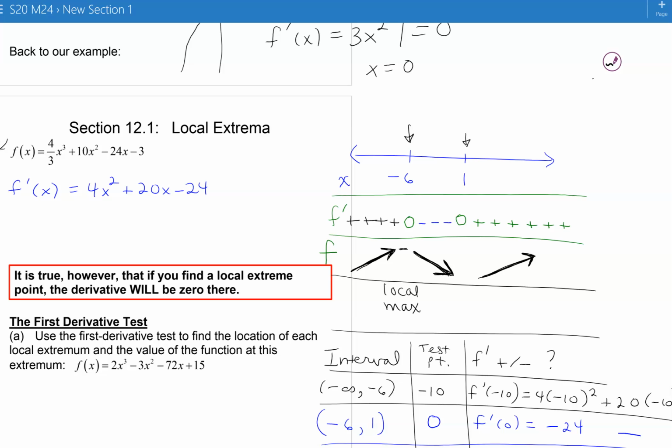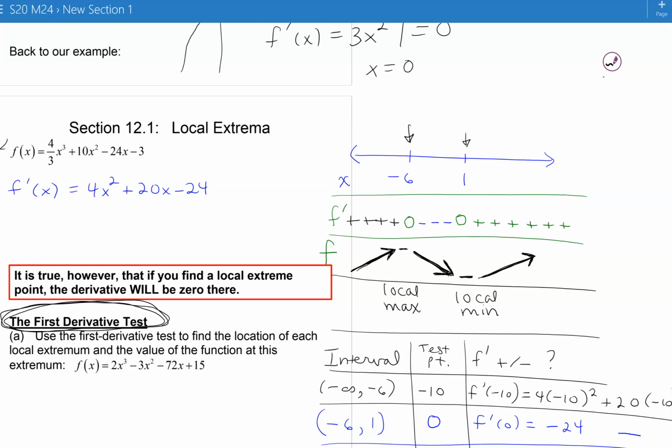And then when x is 1, to the left the function is decreasing. Then I get to a spot where the derivative is 0, and then it's increasing. This has to be a local min. Okay, so this process we just did is called the first derivative test, where you're using the positive or negative first derivative to draw conclusions about the function and find local extreme values.